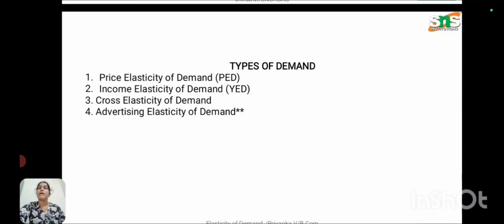So finally, elasticity of demand shows how strongly consumers react when price, income, or other market factors change. It helps firms, consumers, and the government understand market behavior and make better decisions. So this is about the elasticity of demand.